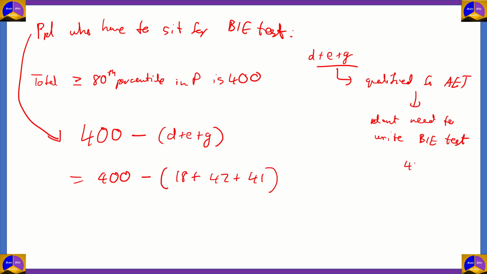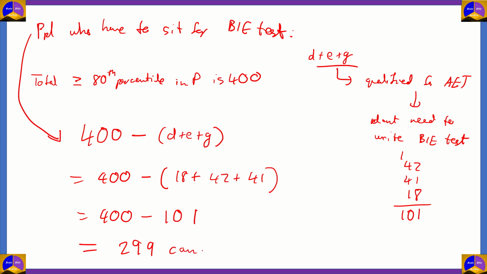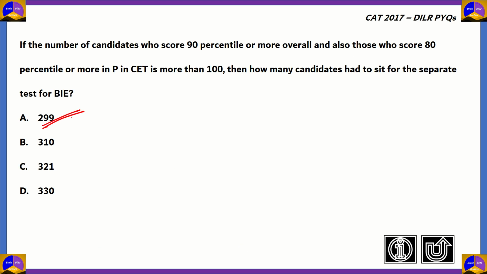All right, so 42 plus 41 plus 18, 2 plus 1 is 3, 3 plus 8 is 11, 4 plus 1 is 5, 5 plus 4 is 9, 9 plus 1 is 10. So therefore, it will be 400 minus 101 students. So therefore, the number of students who would need to take the BIE test would be 299. So 299 candidates would need to take the separate test for BIE. That means option A turns out to be the right option.